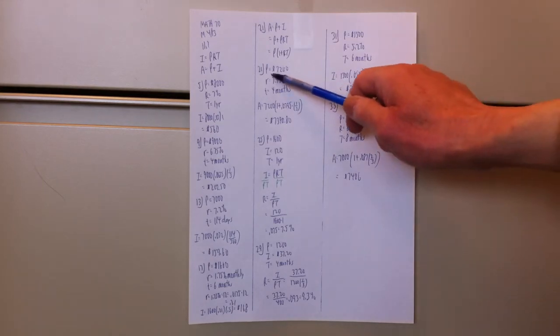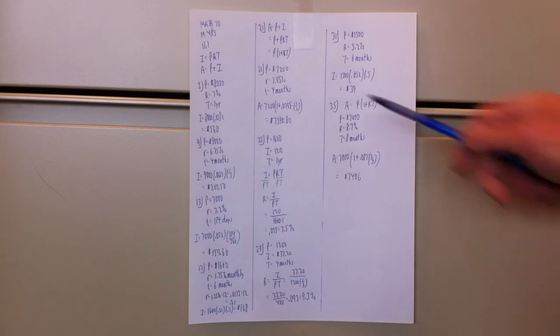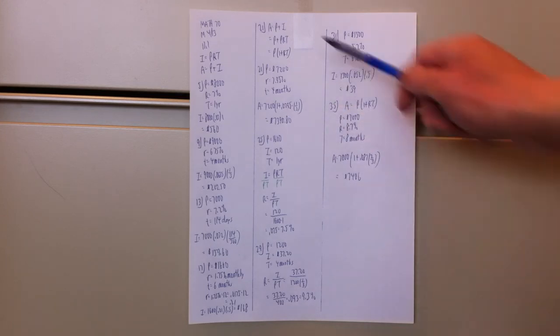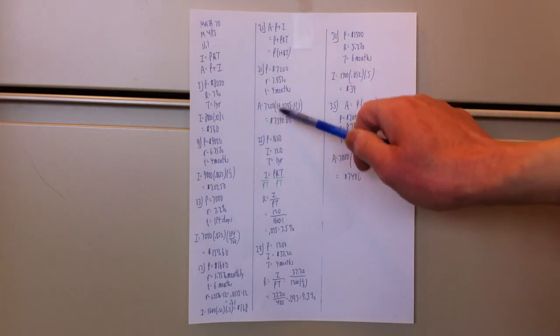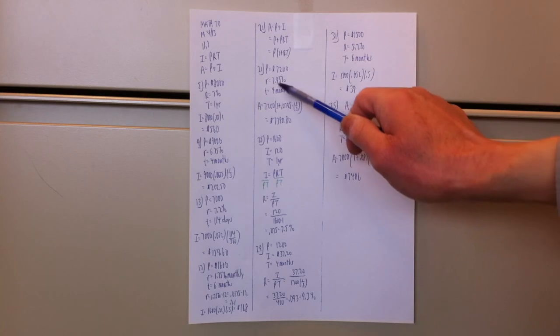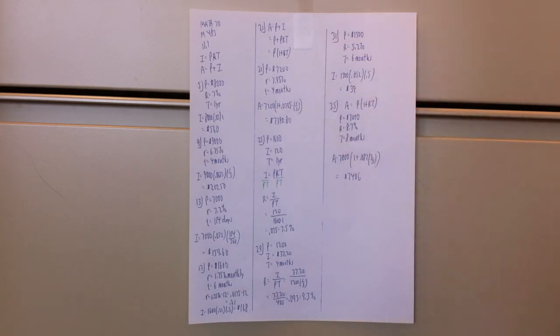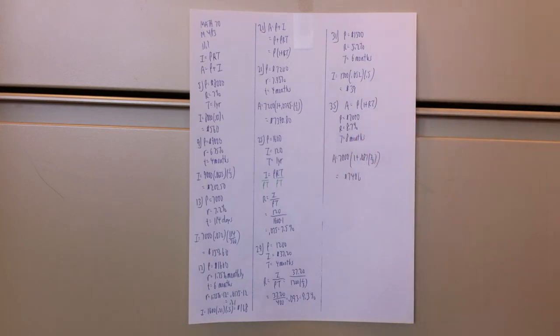So for 21, the principal is 7,200, rate is 7.95%, T is 4 months. Once again, 4 months is 1/3 of a year. So I plug into this formula. So P is 7,200, parentheses 1 plus R times T. R is 0.0795 times 1/3 of a year. And punch that in your calculator, 7390.80.